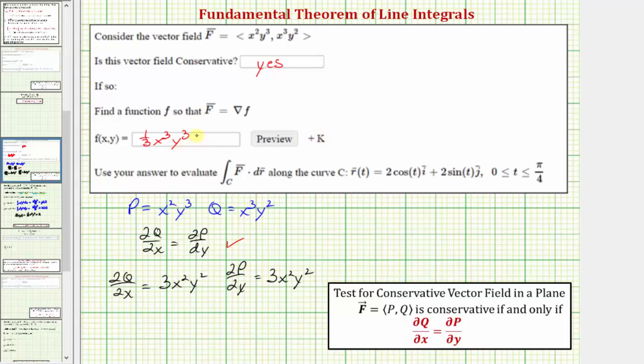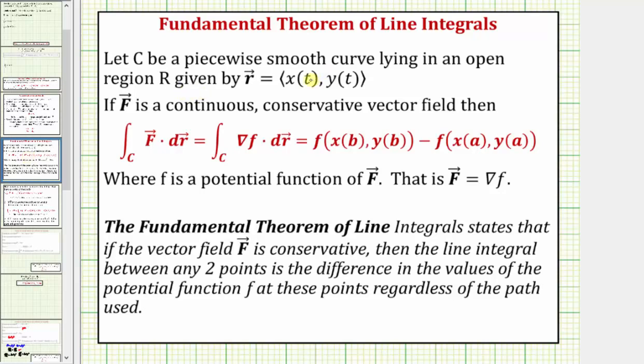And now we want to use the potential function to evaluate the line integral along the curve C of f dot differential r, which involves the fundamental theorem of line integrals. So let's review this. If we let C be a piecewise smooth curve lying in an open region R, given by the vector function r of t, if the vector field f is continuous and conservative, then the integral along the curve C of f dot differential r equals little f, which is the potential function, of x of b comma y of b minus little f of x of a comma y of a. Again, where f is the potential function of the vector field f.